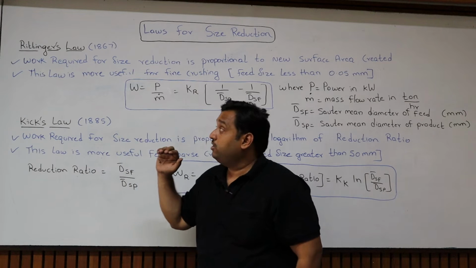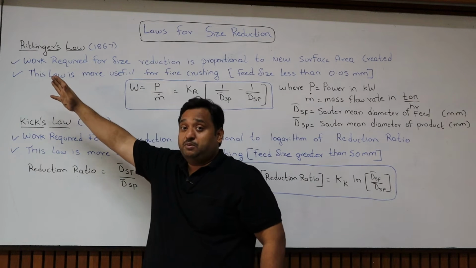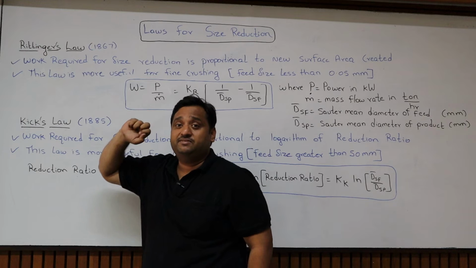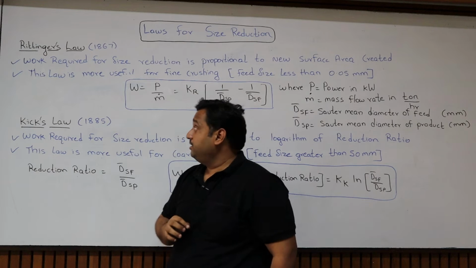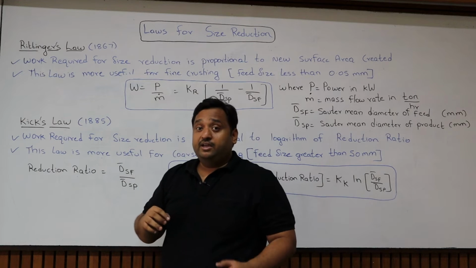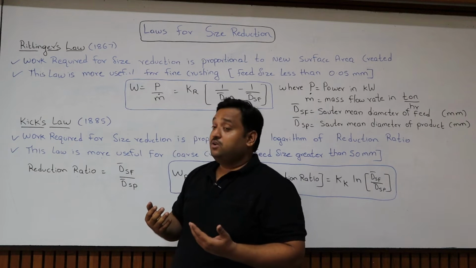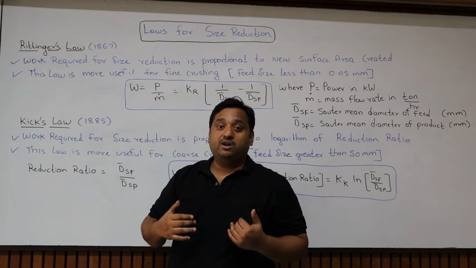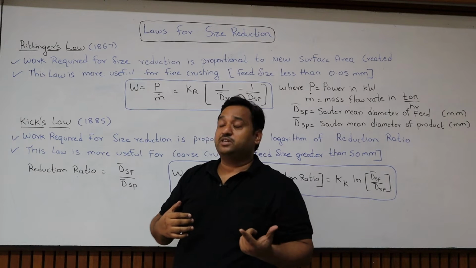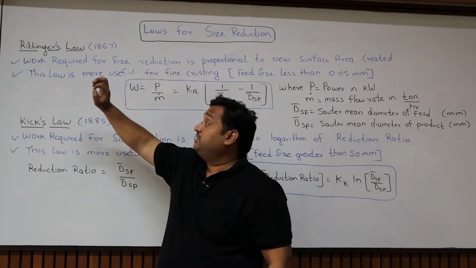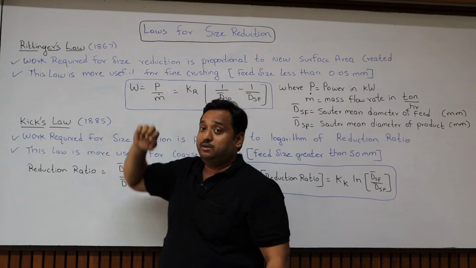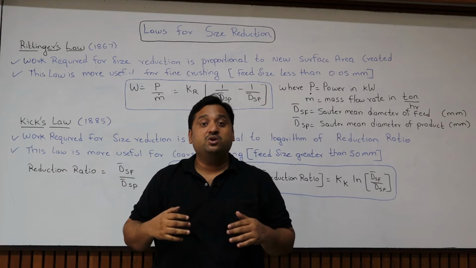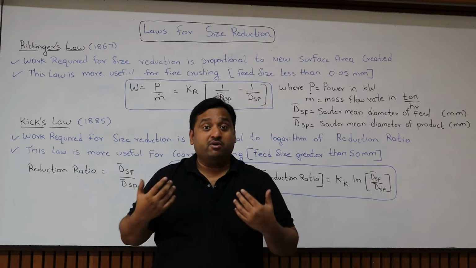As you can see on the board, the first law, proposed in 1867, is Rittinger's law. Every law comes with one formula, and every formula is based on a controlling aspect. The controlling aspect for Rittinger's law is work required. That means our ultimate agenda is to find out the work and power requirements, right?